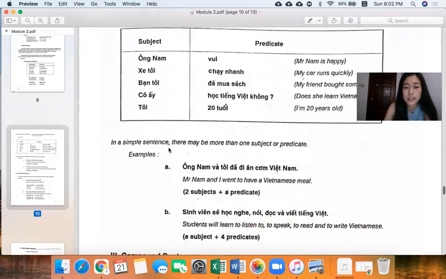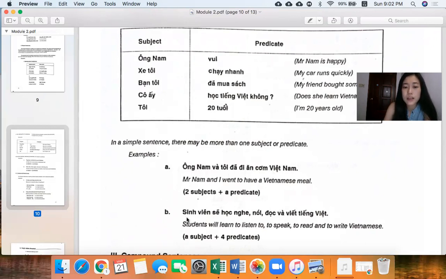In a simple sentence, there may be more than one subject or predicate. Examples. A. Ông Nam và tôi đã đi ăn cơm Việt Nam. In this sentence, there are two subjects. The first one is ông Nam. The second one is và tôi. And the predicate is đã đi ăn cơm Việt Nam.